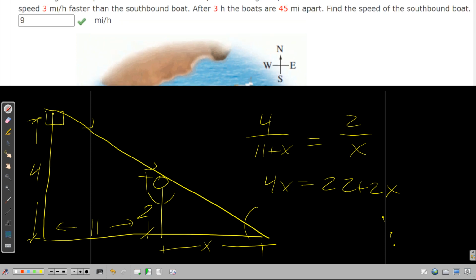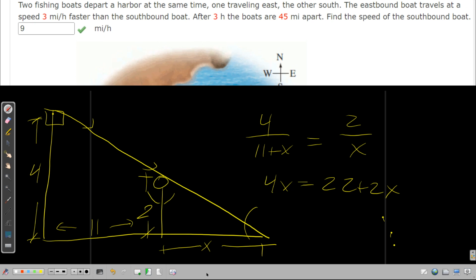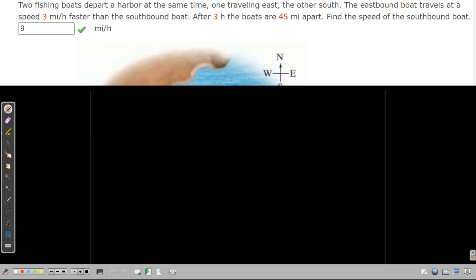Here we have 2 fishing boats departing from a harbor. One's going east and the other one is going south. And the eastbound boat travels 3 miles per hour faster than the southbound boat. So these are their rates, and since I know the time, then distance equals rate times time.